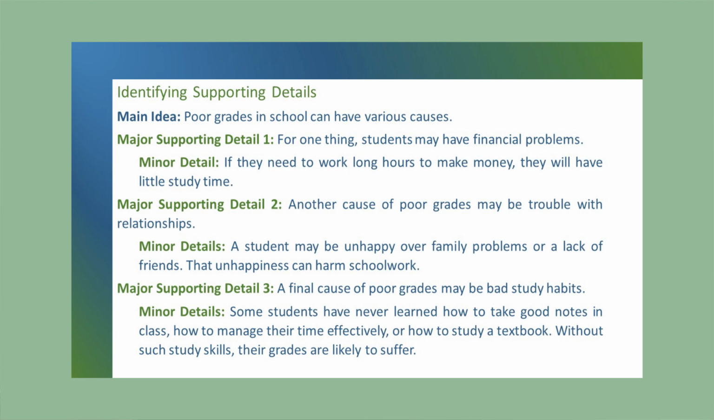What about the next cause? We have financial problems so far. What's our next cause? Oh, another cause. There are words in there that are showing me where the next major supporting detail is. I have words like for one thing. I have words like another. And I have words like final in that last major supporting detail. These types of words are showing me where our major details are.